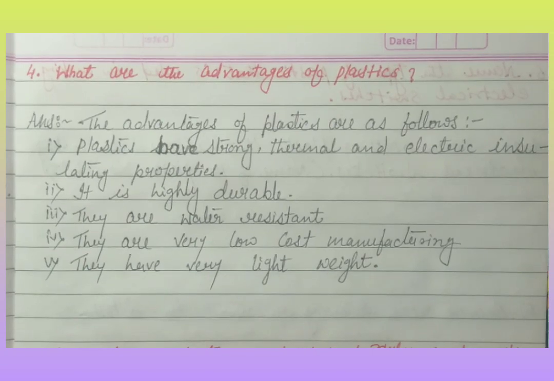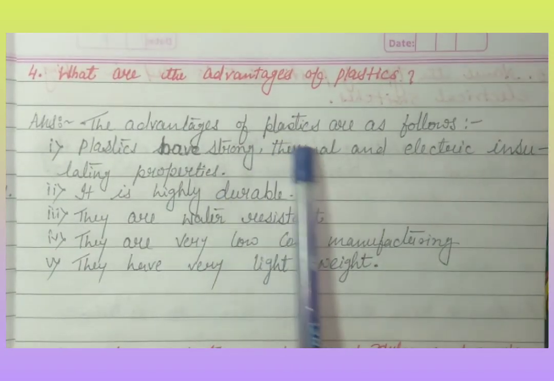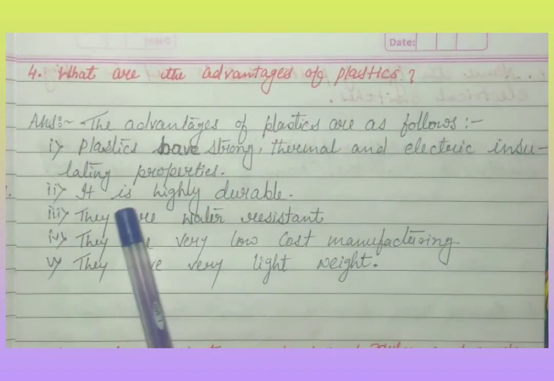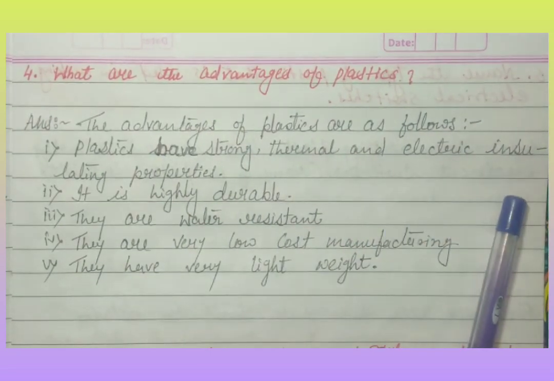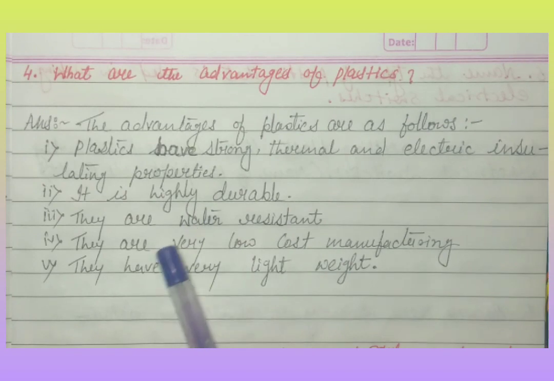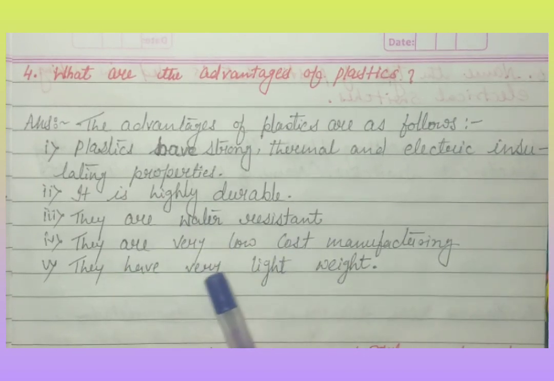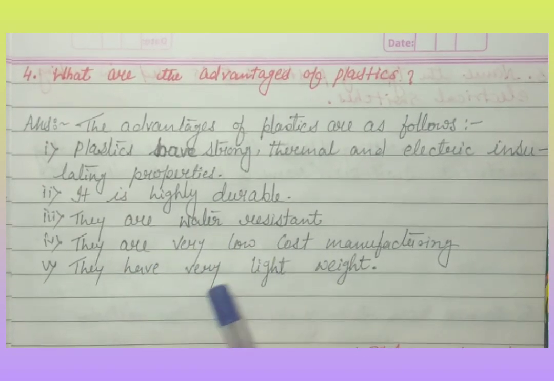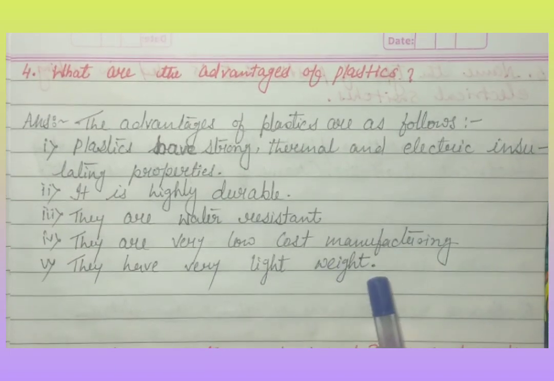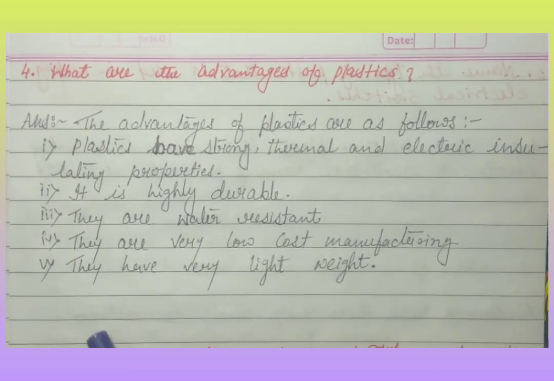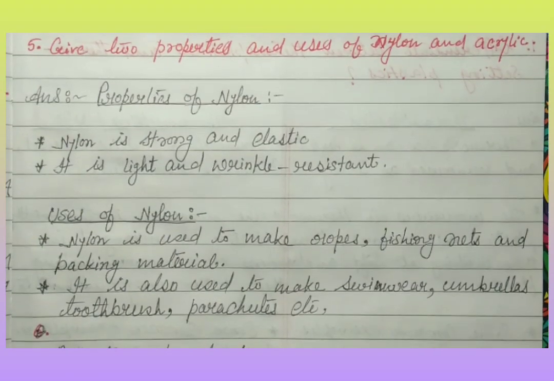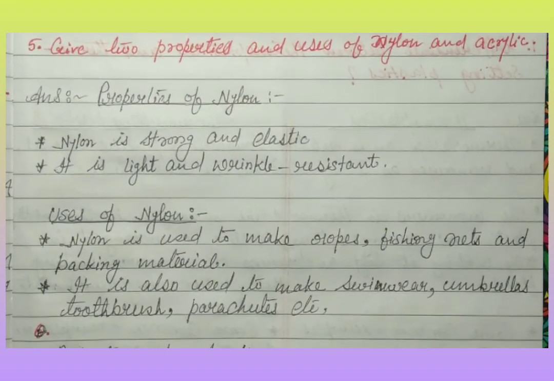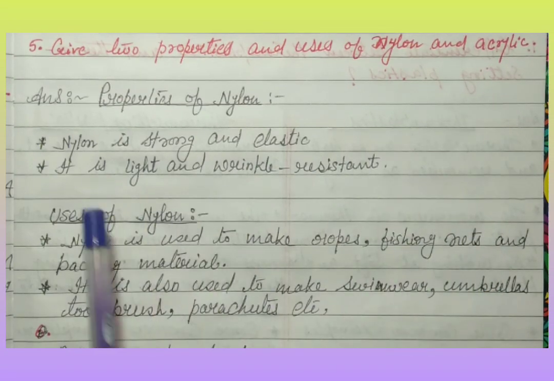What are the advantages of plastics? The advantages of plastics are as follows. Plastics have strong thermal and electric insulating properties. They are highly durable. They are water resistant. They are very low cost to manufacture. They are very lightweight.